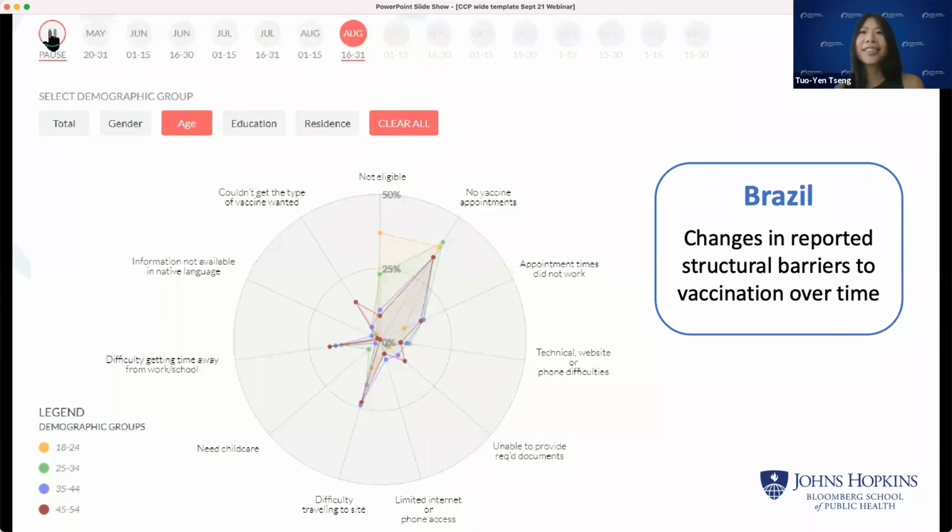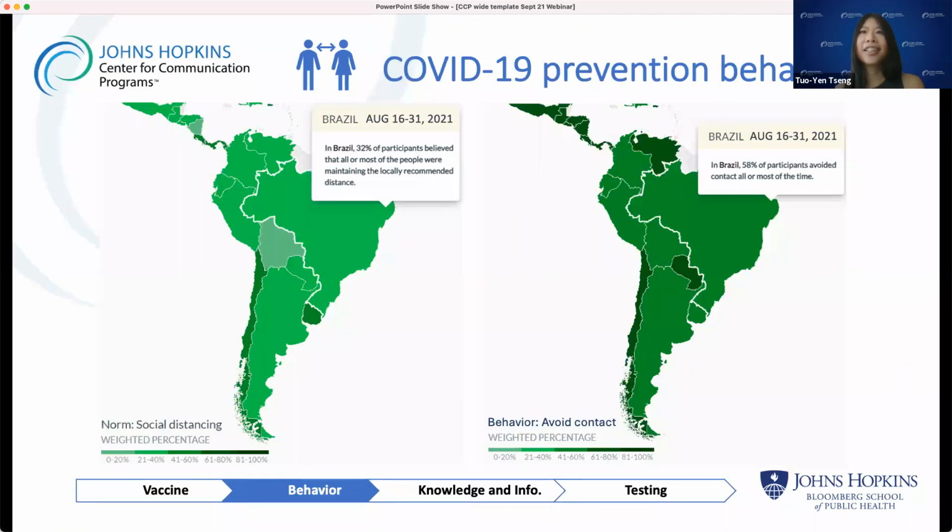Next slide, please. Moving on to COVID prevention behaviors, participants were asked about their own prevention behaviors and how they think others are doing. The maps are color-coded for different prevention norms and behaviors, with darker shades indicating higher percentages.